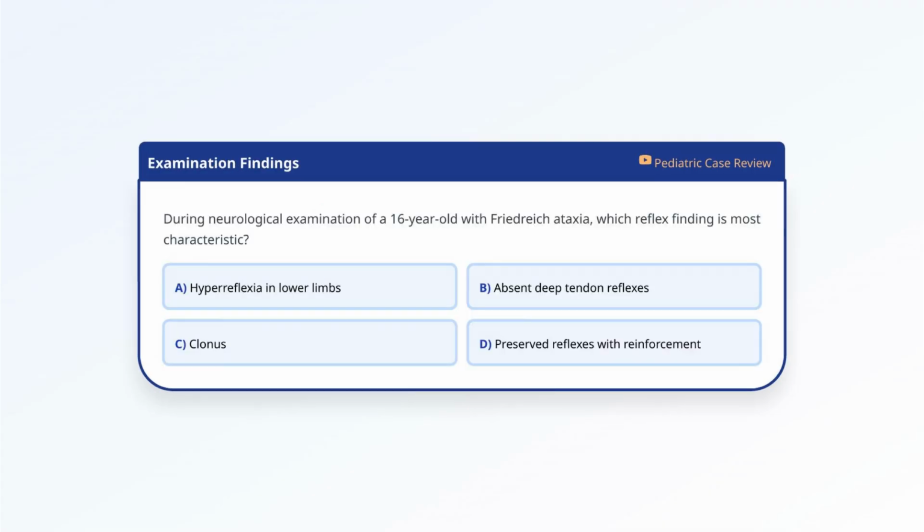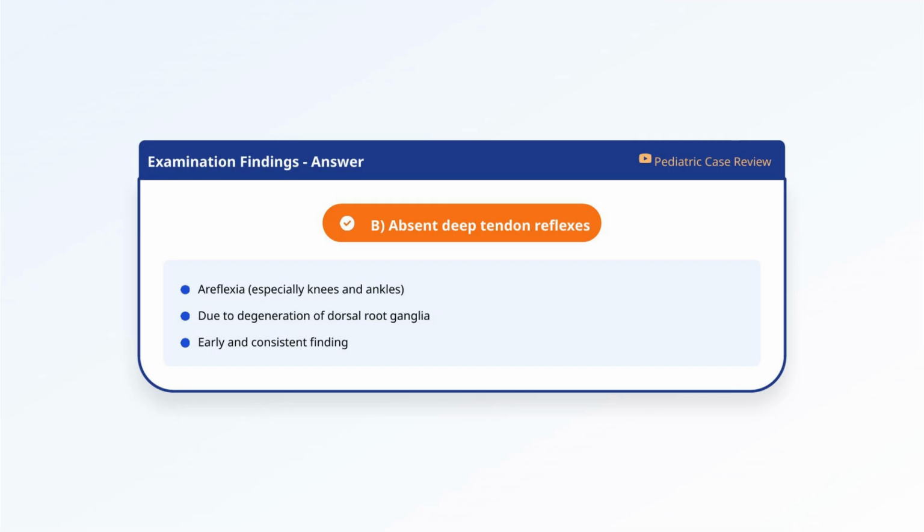During neurological examination of a 16-year-old with Friedreich ataxia, which reflex finding is most characteristic? A. Hyperreflexia in lower limbs. B. Absent deep tendon reflexes. C. Clonus. D. Preserved reflexes with reinforcement. The correct answer is B.